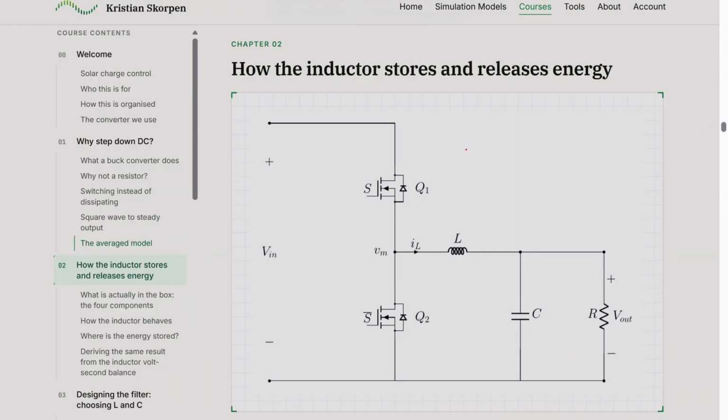In the next video, I will go more into detail on how the current behaves and the importance of the inductor itself and how it influences the current. This will be chapter 2, as you see here.